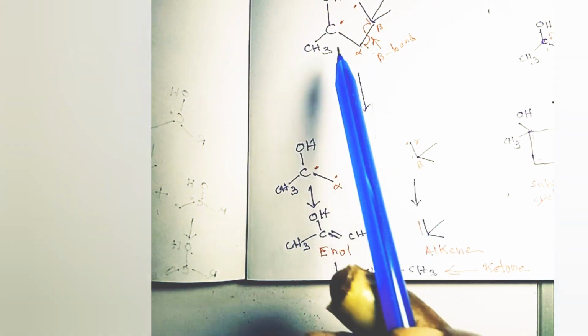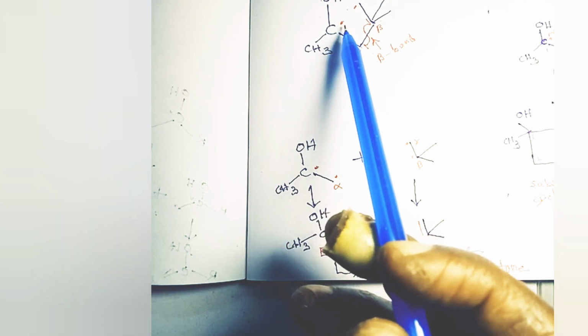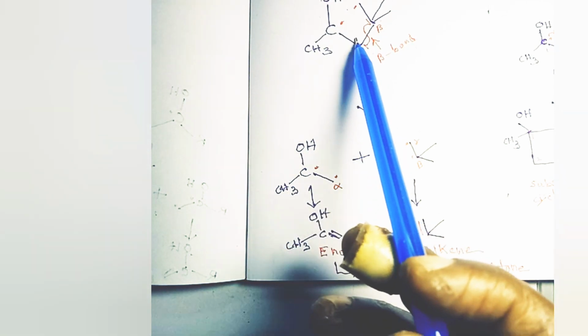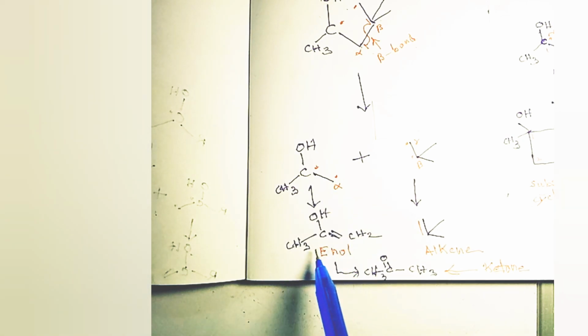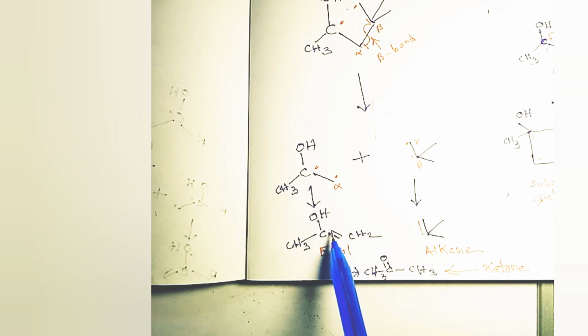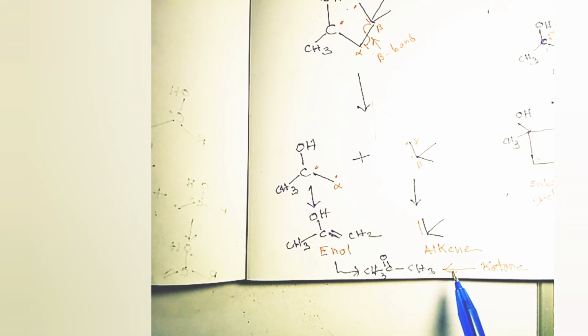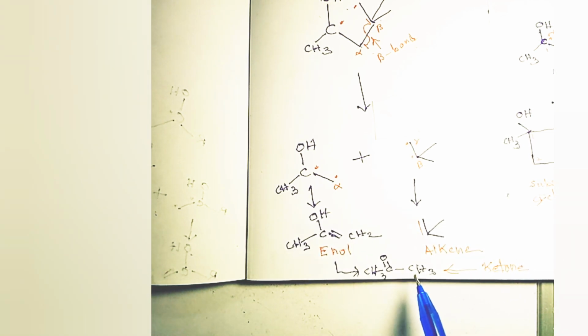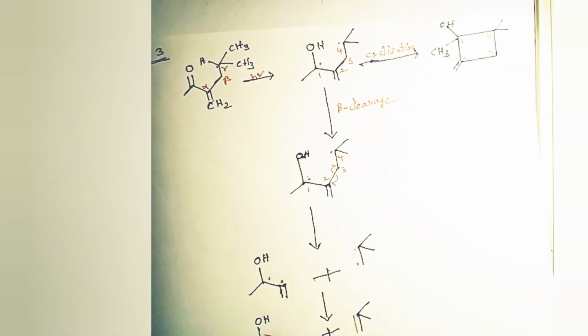Now this part, this OH CH3 C radical and the alpha carbon with one radical, will form a bond here, giving us CH3 OH C double bond CH2. It is an enol. This enol tautomerizes to give us a ketone, CH3 C double bond O CH3. This is a ketone. So this is the beta cleavage reaction. Now let us see another example.